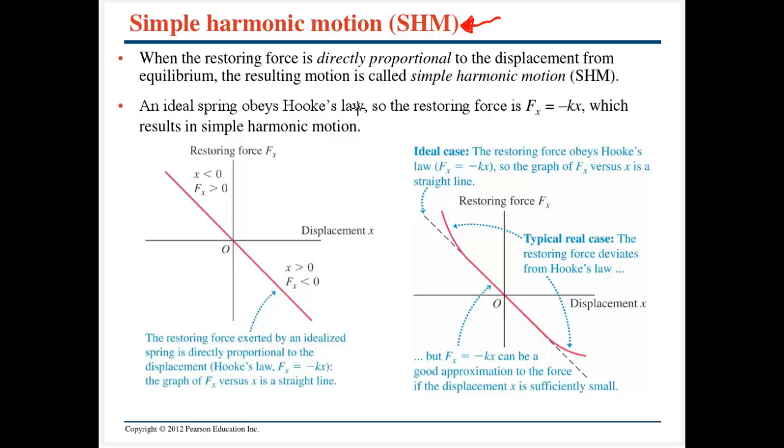Hooke's law is going to describe a spring where we say the force is equal to negative kx, and you can see that the force is indeed proportional to its displacement from equilibrium. So a spring is going to produce a type of motion called simple harmonic motion. You can see a plot here of the force versus the displacement for a spring.